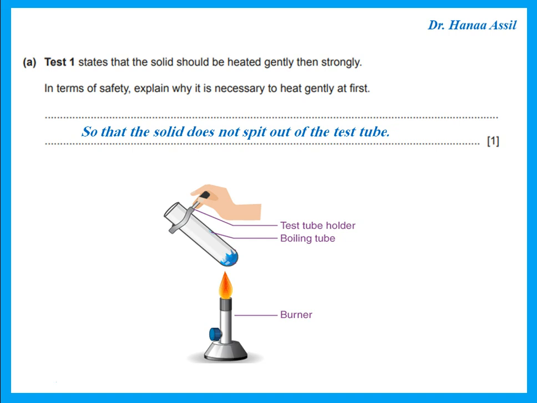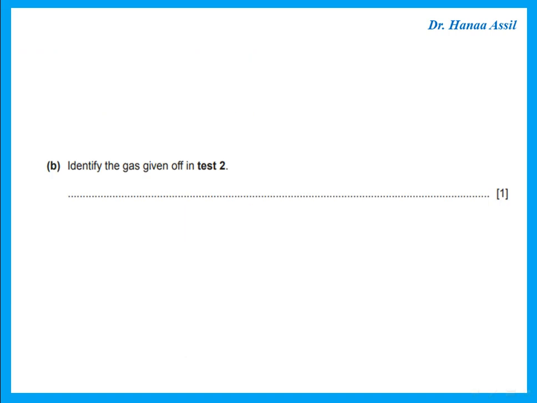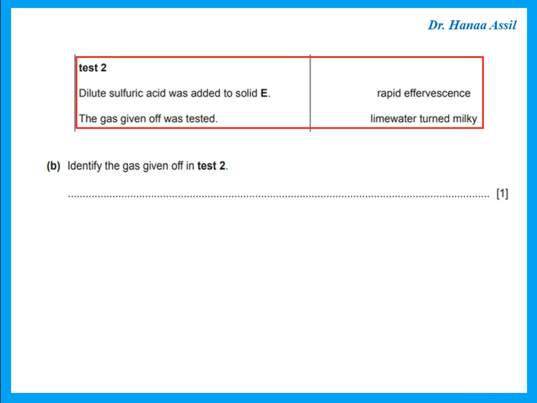So why are we heating it gently? So that the solid does not spit out of the test tube. Or you could also say, well, we're heating it gently so that the test tube does not break. Then he's saying, identify the gas given off in test 2. Which one was test 2? I go back and I look at test 2, and this was the test that gave off rapid effervescence and the lime water turned milky. And we said, which gas will turn lime water milky? Carbon dioxide gas. That is correct.